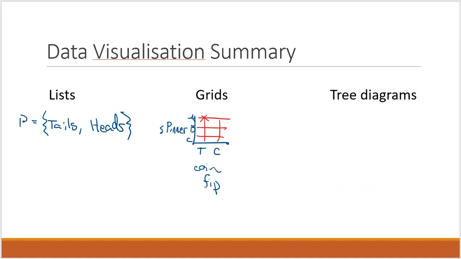And finally, we had the tree diagram. I'll use a green pen for this one. So let's say coin flip. We had heads and tails. And remembering that the grids and the tree diagrams were really great for representing 2-dimensional data or multi-step experiments. So lists are great for single-dimensional, grids are great for 2-dimensional, and trees are great for 2-dimensional and multi-experiment.